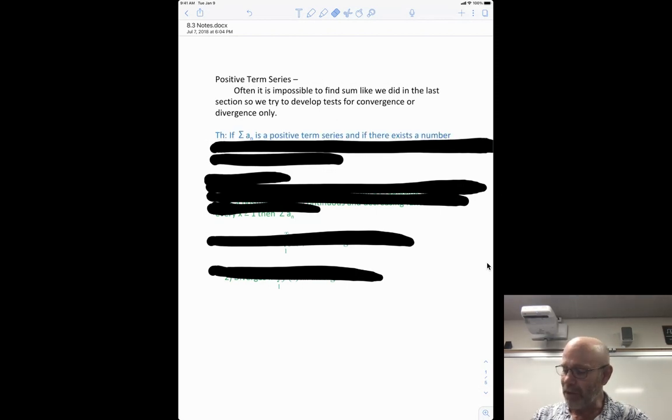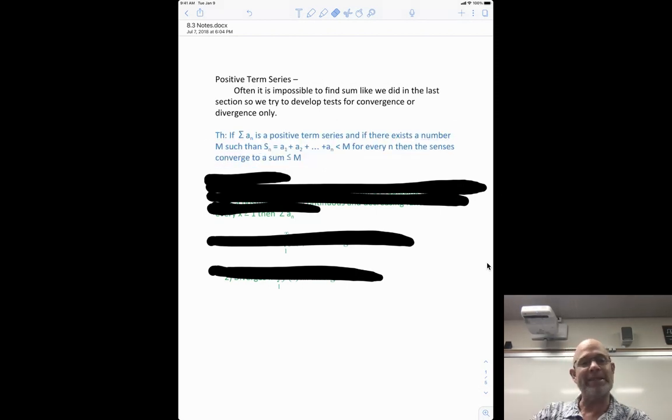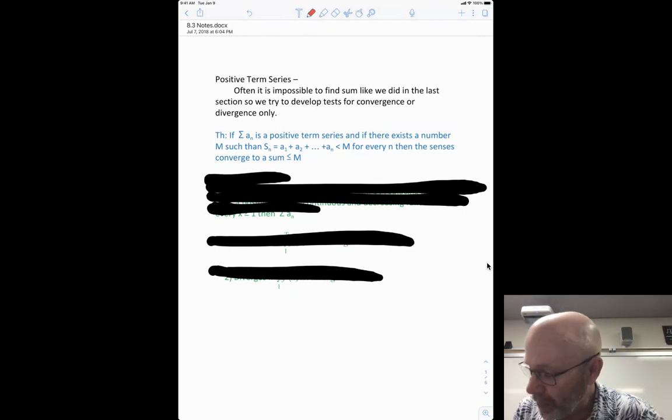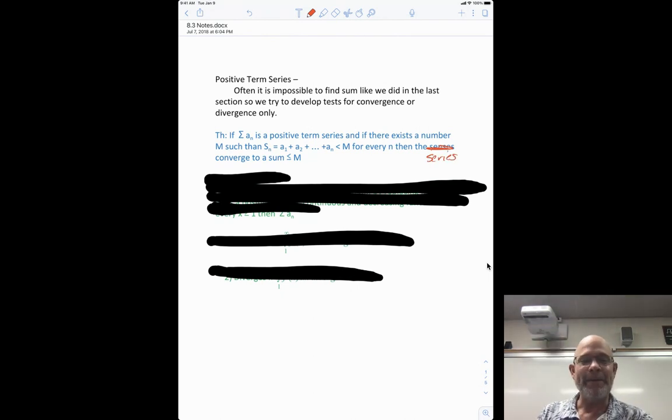Okay? So I'm just going to give you a weird little theorem here and blow past this one fast. It says if a sub n is a positive term series and there exists a number M such that s sub n equals a sub 1 plus a sub 2 all the way to a sub n is less than M for every n, then the series converges to something less than M. This basically just says if I know all the partial sums are less than M, then the series will converge to something less than M. Seems a little silly, but it's a theorem we just need in the next test. So it's not a theorem you're ever going to use. I just want to throw it in there to say we're going to use it.